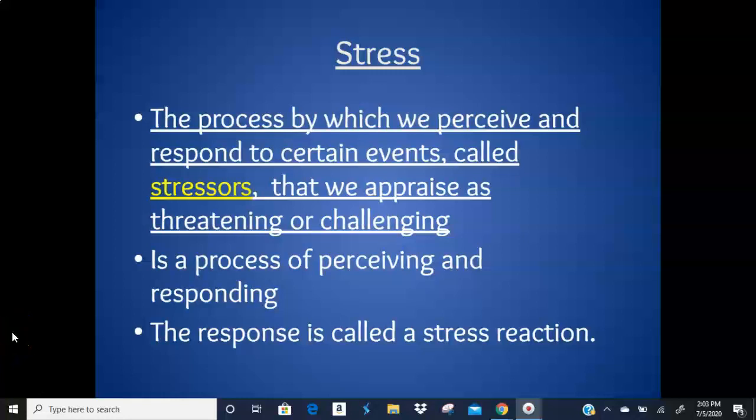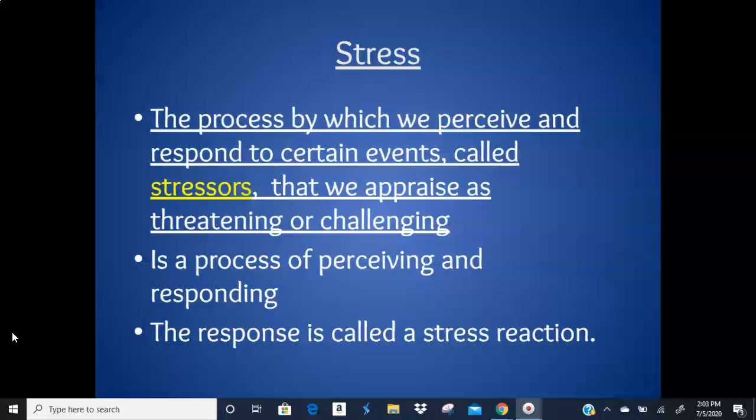So the first question is, what is stress? Well, stress is the process by which we perceive and respond to certain events that we call stressors. It's how we appraise something. Do we see it as a threat or do we see it as a challenge? And that choice is going to become more and more important and clear as we make our way through this chapter. It is a process of perceiving and responding, and the response is actually called a stress reaction.